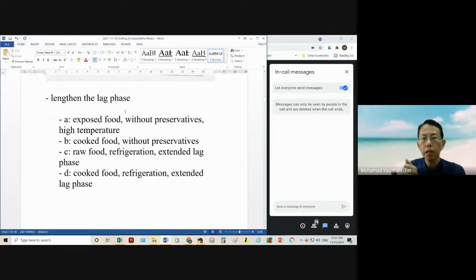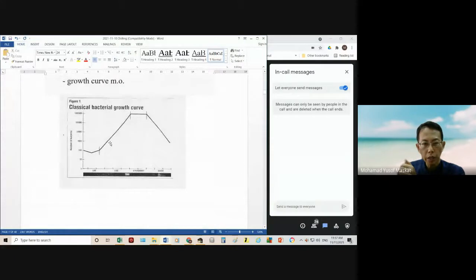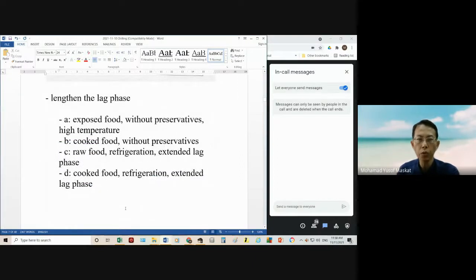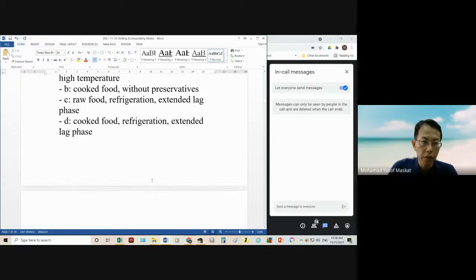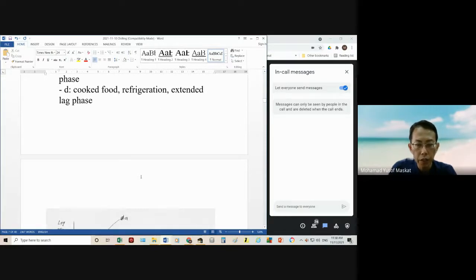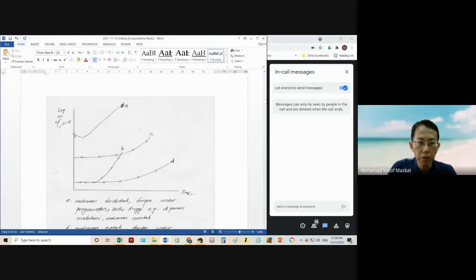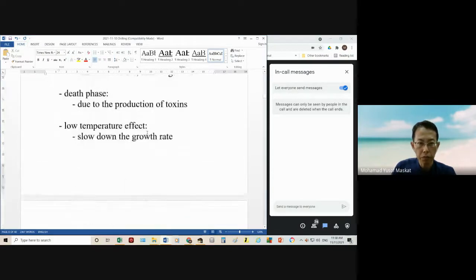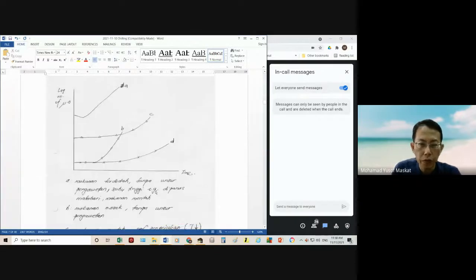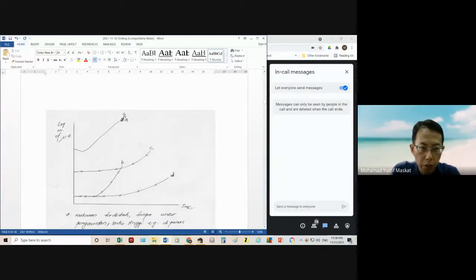First of all, it reduces the rate of growth. Secondly, it will lengthen the lag phase. The lag phase is the phase over here where the microorganism is just trying to settle down, making its surrounding conducive to its growth. So when we use low temperature preservation, it will lengthen the lag phase. For example, in this one, you have A, exposed food without preservatives and high temperature. Here we can see that the growth shot up. And then B, cooked foods without preservatives. For A, it just shoots up like that.